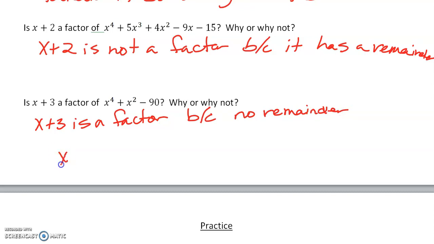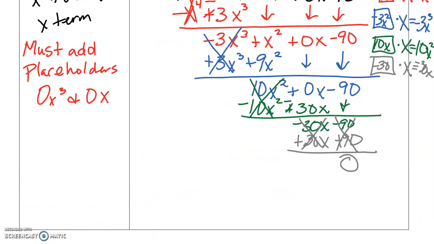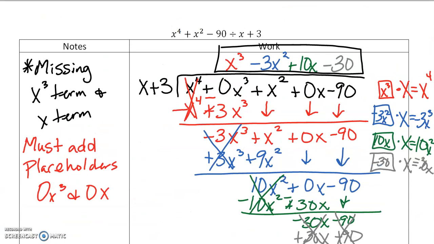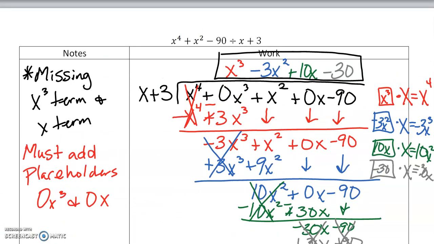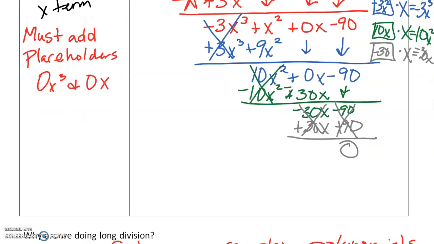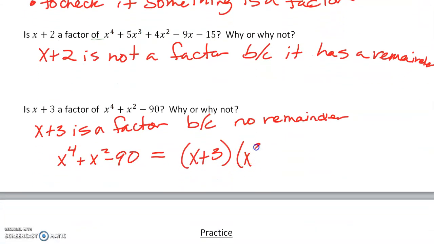So much like when I do something like x squared plus 5x plus 6, and I tell you guys that that factors to an x plus 2 times an x plus 3. Since I know that x plus 3 is a factor, then if I wanted to know what x to the 4th plus x squared minus 90 factored to, I know that it would factor to an x plus 3, because we checked that it is a factor. And then the other factor that we are dealing with is just the answer. So x cubed minus 3x squared plus 10x minus 30.